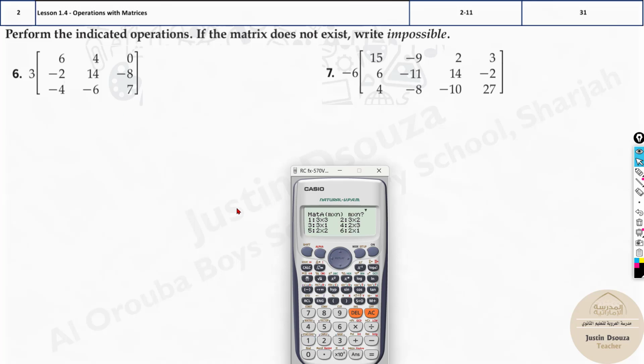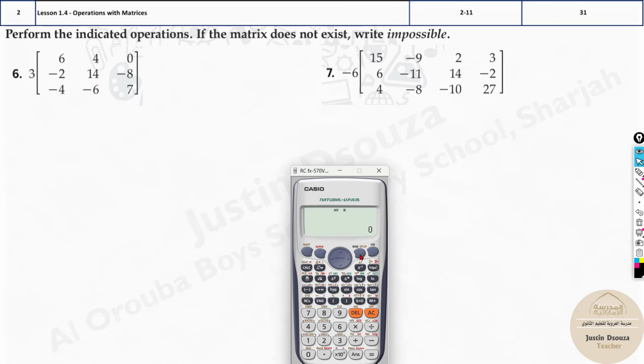Let's consider this to be matrix A. You can choose any other one as well. It's a 3 cross 3 matrix. Now type in the values. I will type the values 6, 4, 0, minus 2, 14, minus 8, minus 4, minus 6, and lastly 7. Now once you press all the values, press equal to and then AC.